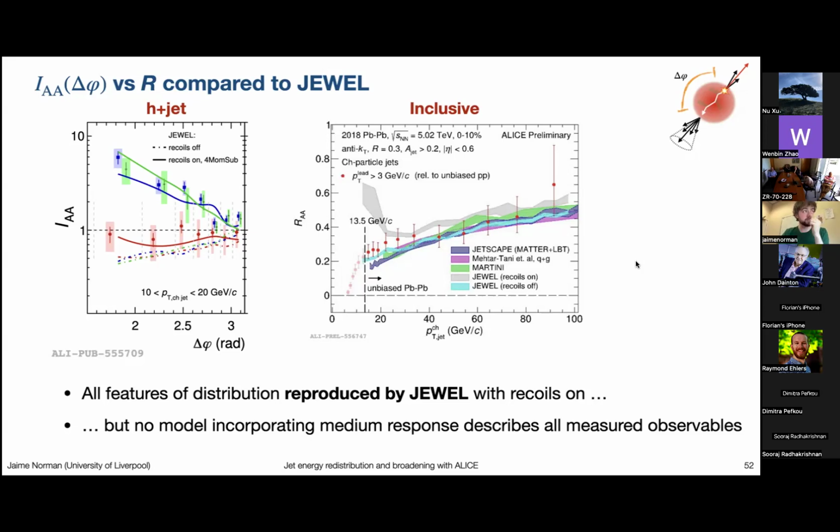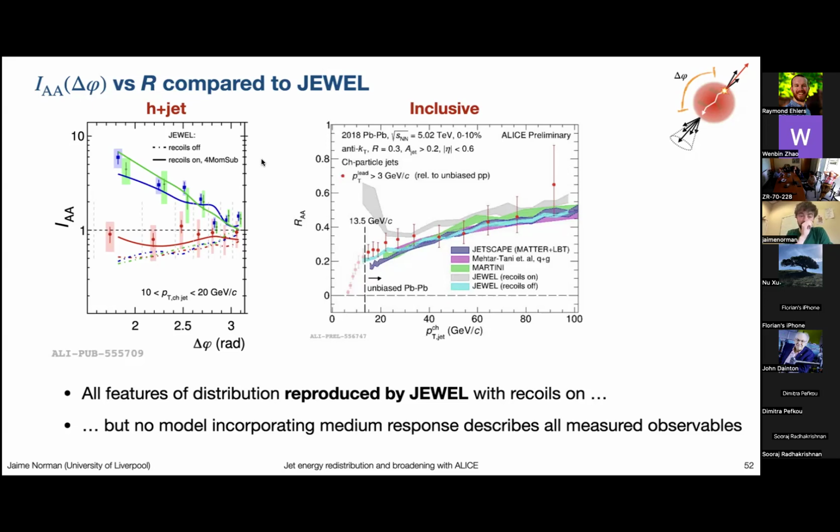Yeah, so that's a good point. Jewel themselves recommend a prescription for including the medium response in the jet reconstruction, but then subtracting the recoils from the jet itself.